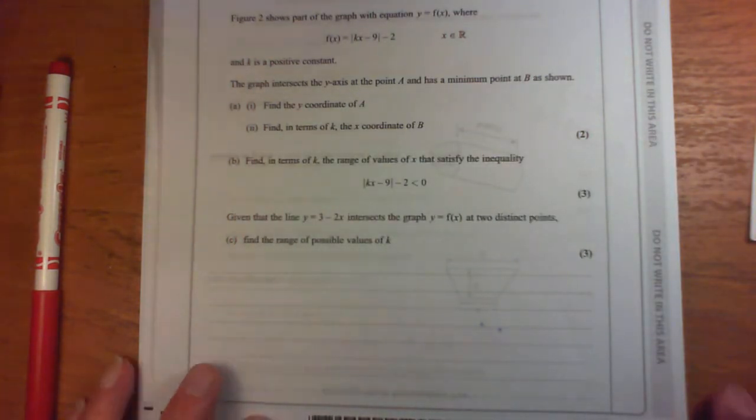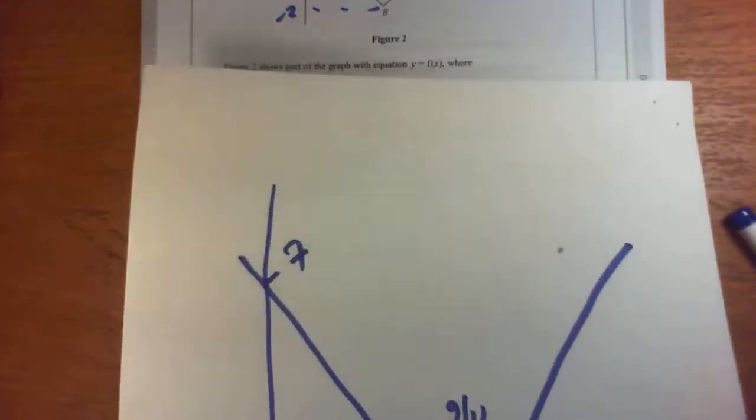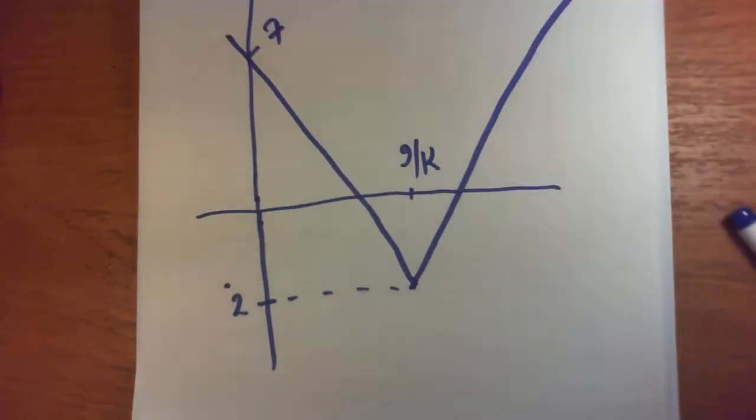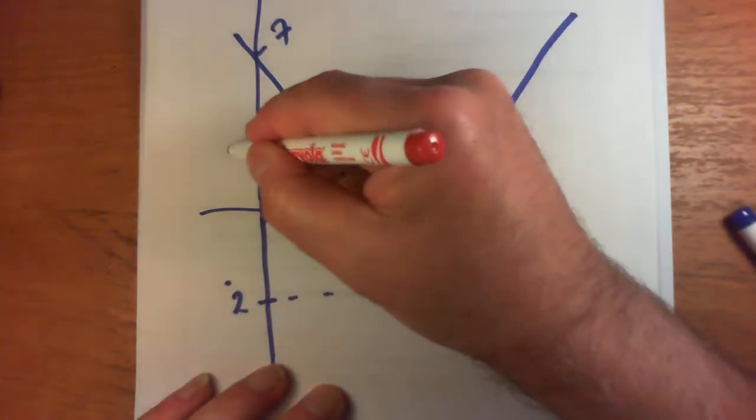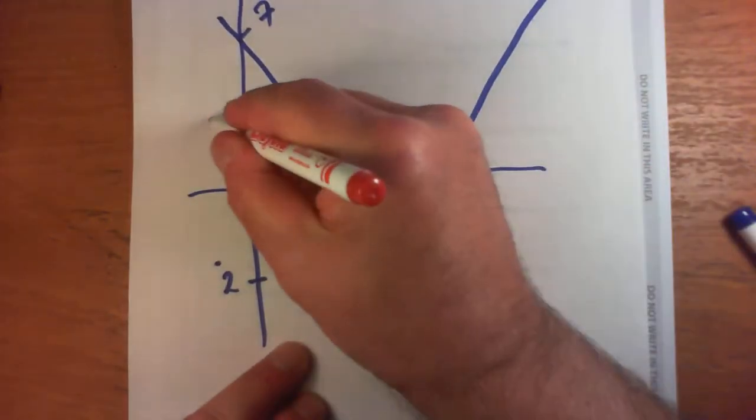Now, this last bit has caused a lot of problems. It says, given that the line y equals 3 minus 2x intersects the graph at two distinct points, find the range of possible values of k. Now, this is the graph I've got. The line I need to stick in is y equals 3 minus 2x. So it's going to be something like that.